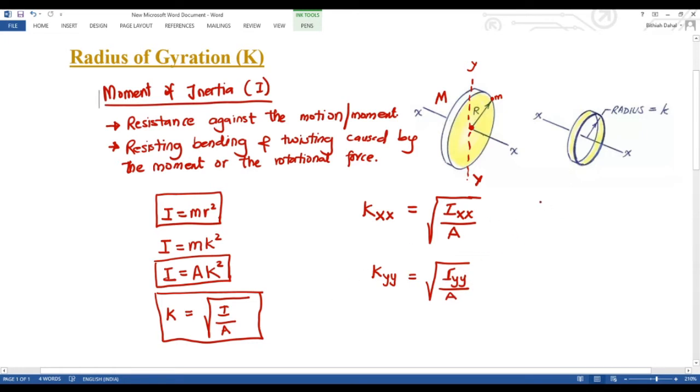So in general, what do I have? My k here is the radius of gyration, I here is the moment of inertia, and a is the area of the section. I hope this simple explanation of radius of gyration is clear to you.